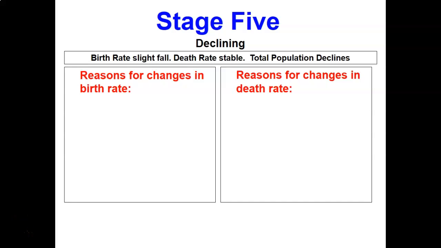All right, ladies and gentlemen, this is our screencast for the demographic transition model for stage 5. I'm just going to go over a quick video here for this one. That way you can see and take these notes.